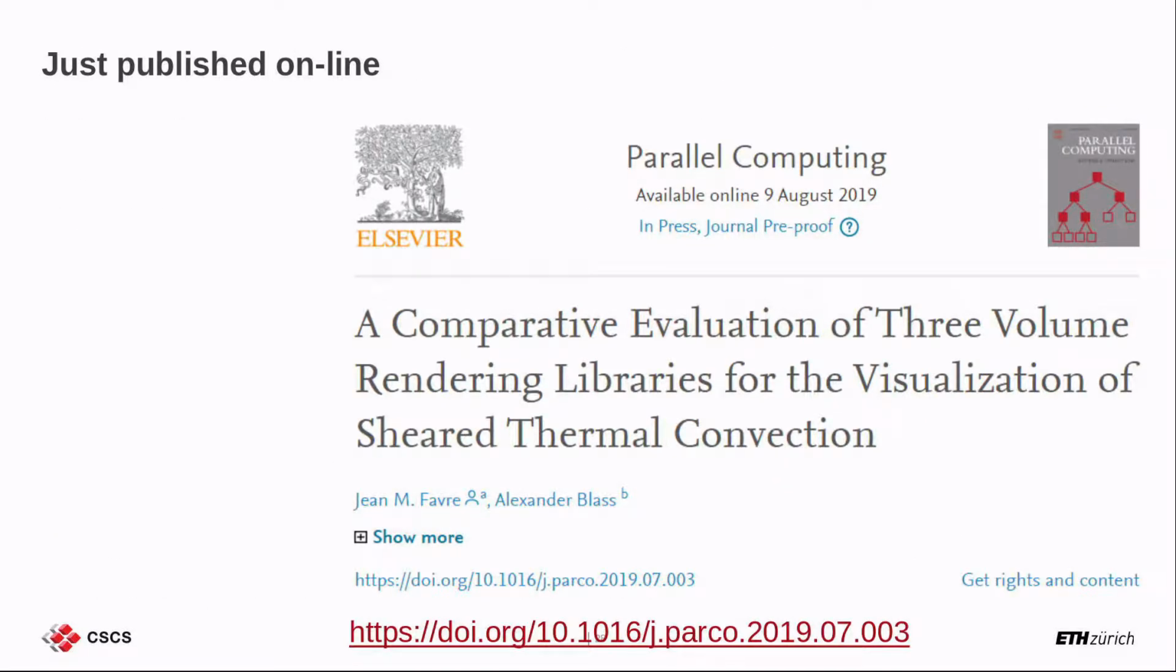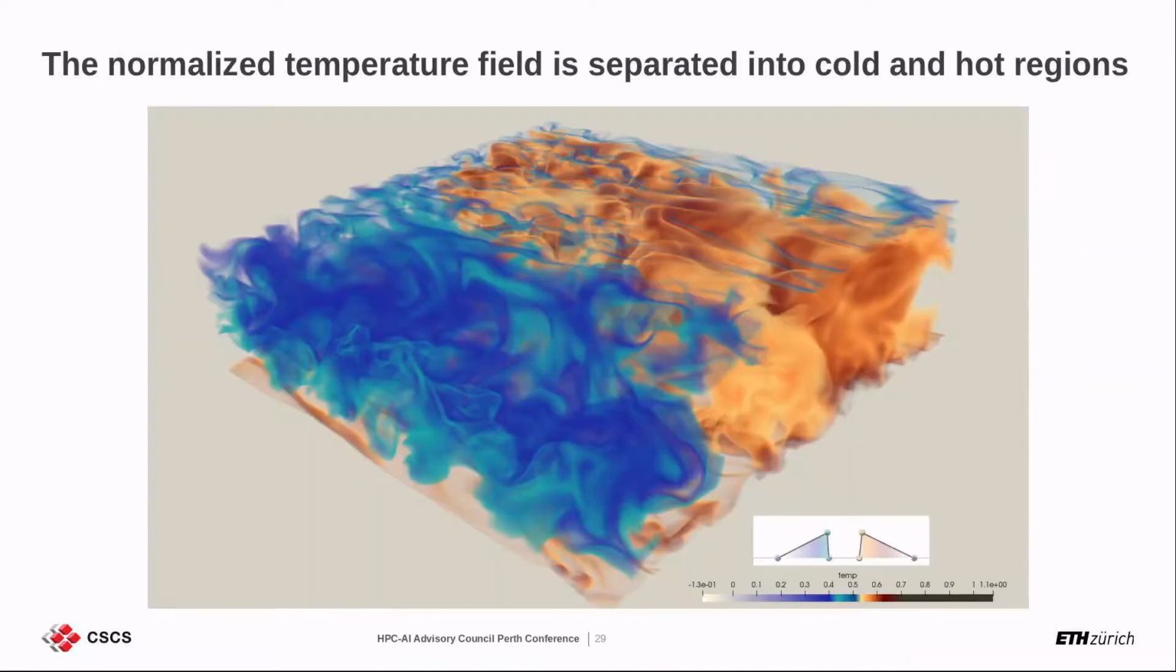A paper was just published a few weeks ago about this evaluation I've done, so you're also welcome to look at more details in that publication if you wish. Now, we have a volume of temperature data, a fluid animation with the mixing of a cold and a hot fluid, and as you can tell from this little icon here, we can separate the different temperature fields with different colors and different opacities.